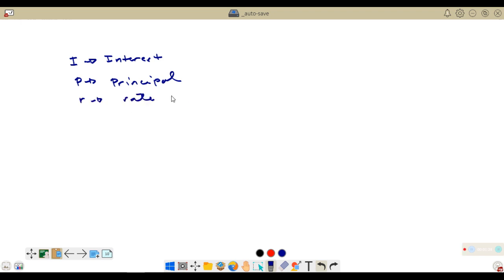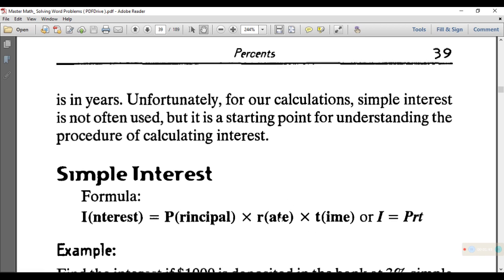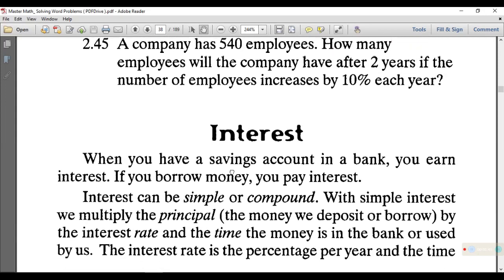Ito yung pinakamadaling hanapin kasi naka-decimal siya o kaya may percent na naka-affix. And then T is of course for the time. This is usually in the form of years. So, nakalagay din naman ito doon sa binigay ko sa inyong material.